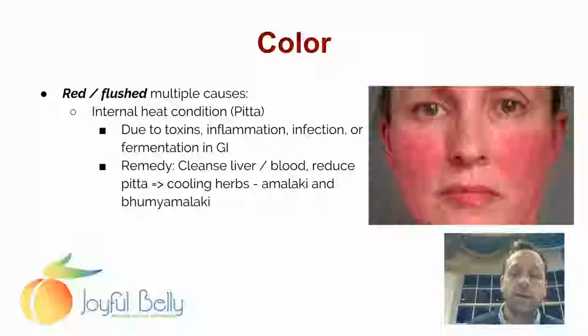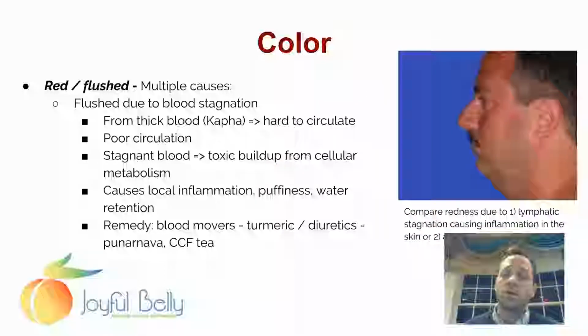So, red or flushed skin could be an internal heat condition, but it could also be blood stagnation. Now, it's a little hard to see in this photo, but in this case, the person doesn't look so much like they have a flaring heat condition. It could just be that their lymphatic system is, excuse me, my throat's a little dry, that their lymphatic system is stagnant. And when that happens, if your blood is not moving very well and it's sluggish, then toxins are going to build up from cellular metabolism.